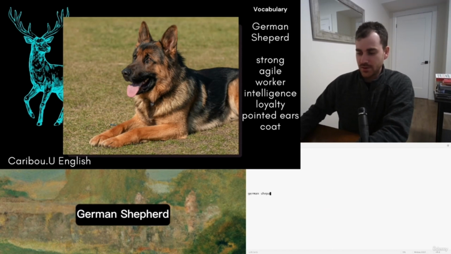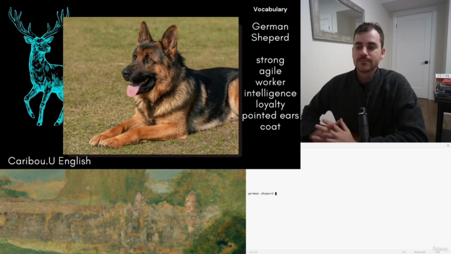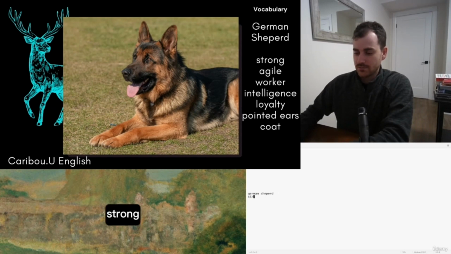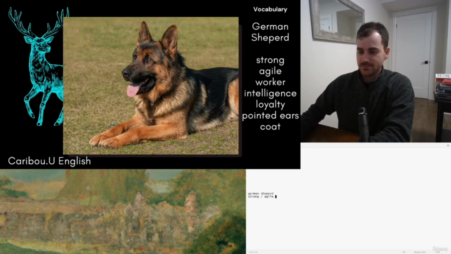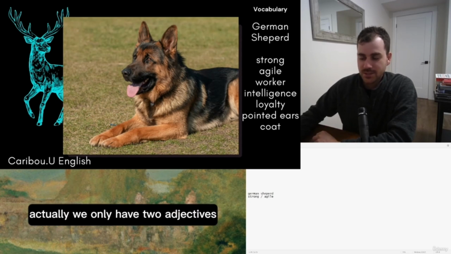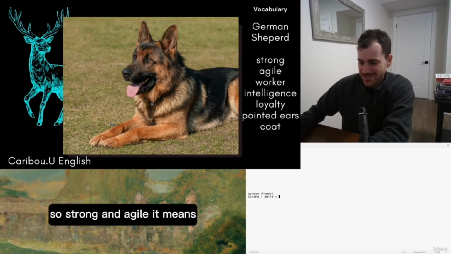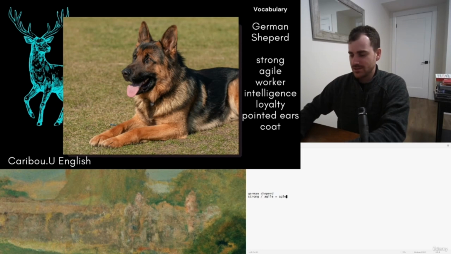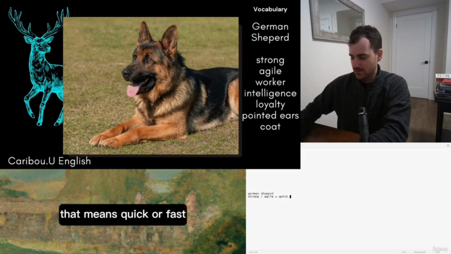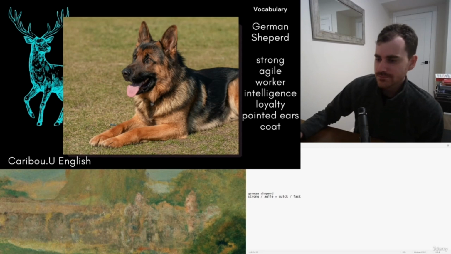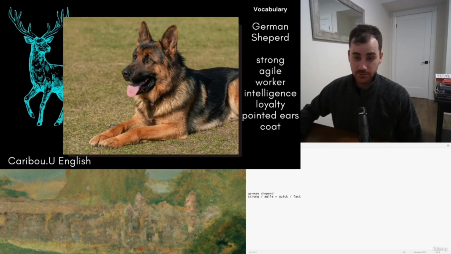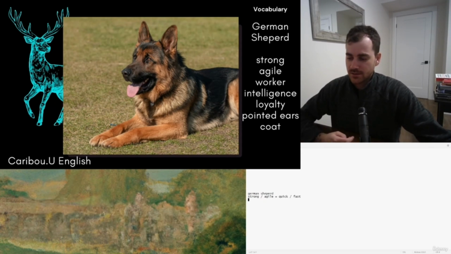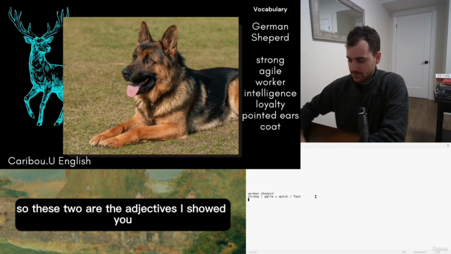German Shepherd. Now we have a lot of adjectives, okay? Strong, agile. Actually, we only have 2 adjectives. So strong and agile, it means strong, very strong. Agile, that means quick or fast. He's a good worker. German Shepherds are known to be worker dogs. So these 2 are the adjectives I showed you.